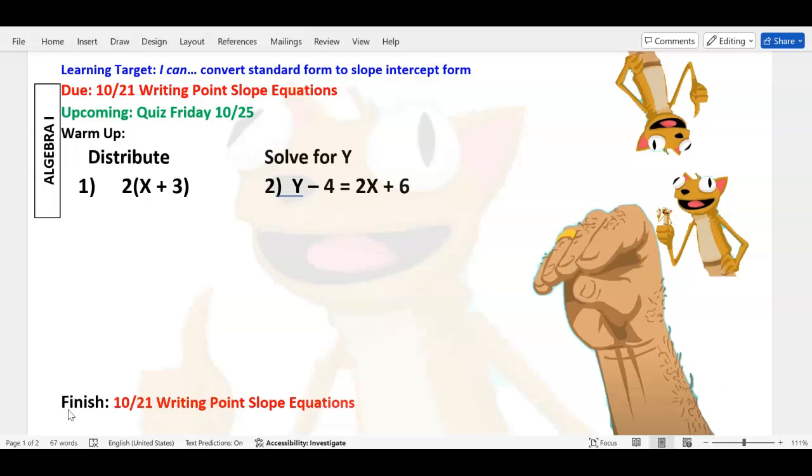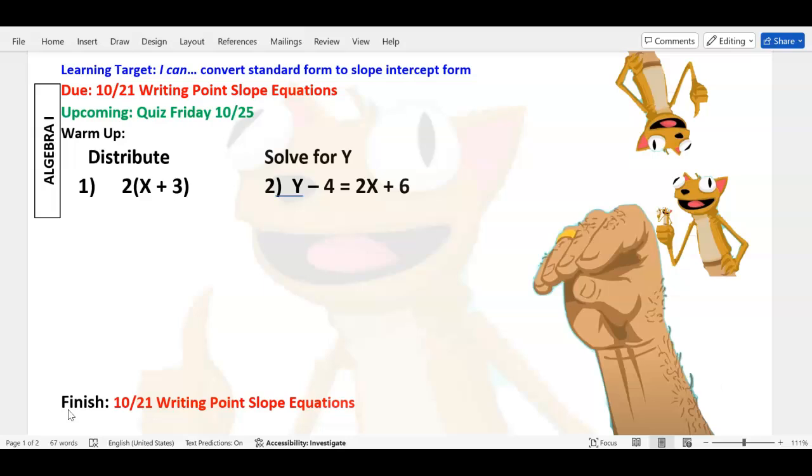When's your next quiz? Friday the 25th. Yeah, Friday the 25th. Good job. So this Friday, we have a quiz. The assignment that's not in the grade book yet is writing point slope equations that we should have finished yesterday. So make sure you turn that in. And then you're going to get something today and obviously throughout the rest of the week.